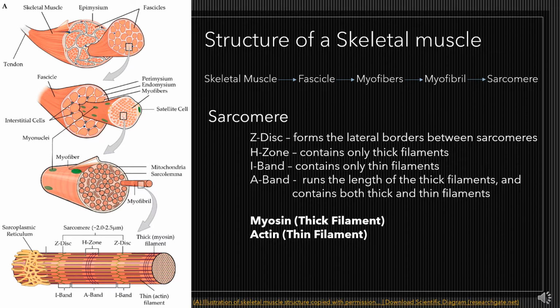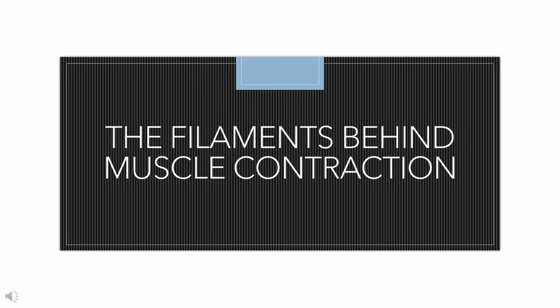With our understanding of the structure of skeletal muscles, we can now begin to look at the filaments that make muscle contraction possible and why they are able to cause muscle contraction. On this next slide, we will be diving into the structures of actin and myosin and building up the foundation of what causes the cross-bridge cycle. The following slide is the filaments behind muscle contraction. This is where we will be looking into what actin and myosin actually are.